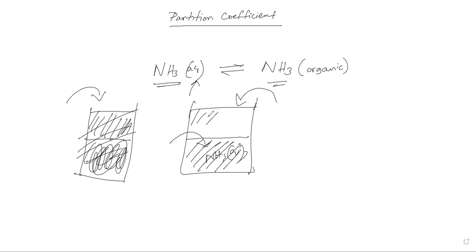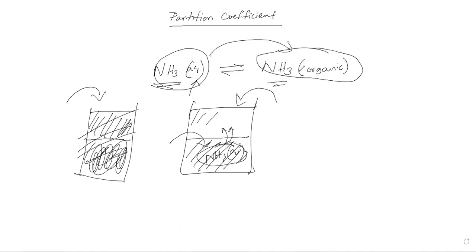Now when we shake, or even do not shake, when we try to mix it, some of the ammonia which is dissolved in the water, those which are in the aqueous state, will try to get dissolved in the organic substance. So they are moving from the aqueous state to the organic state. While some in the organic state will try to move backwards to get dissolved in the aqueous state.